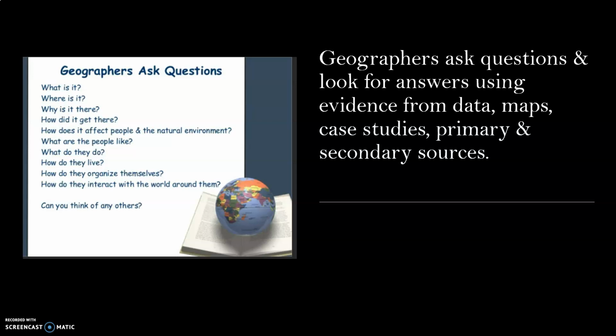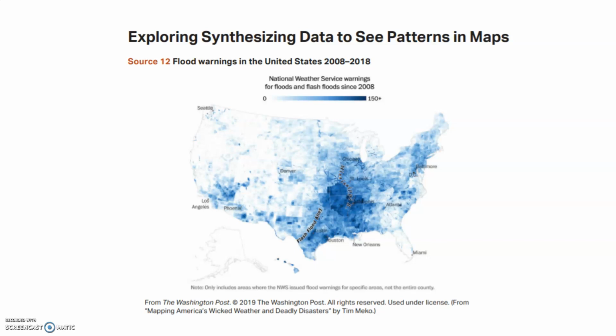So what's their lifestyle? How do they organize themselves? So what would be like their civilization? How do they organize that structure? And then how do they interact with the world around them? So how do they interact with people that are not in their exact location? So those would be some examples of questions that geographers ask using all of that information from data and from maps, case studies, and those primary and secondary sources.